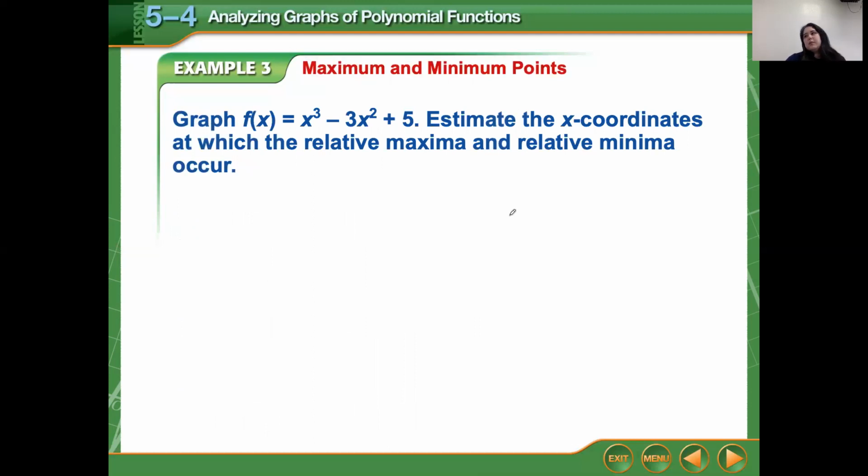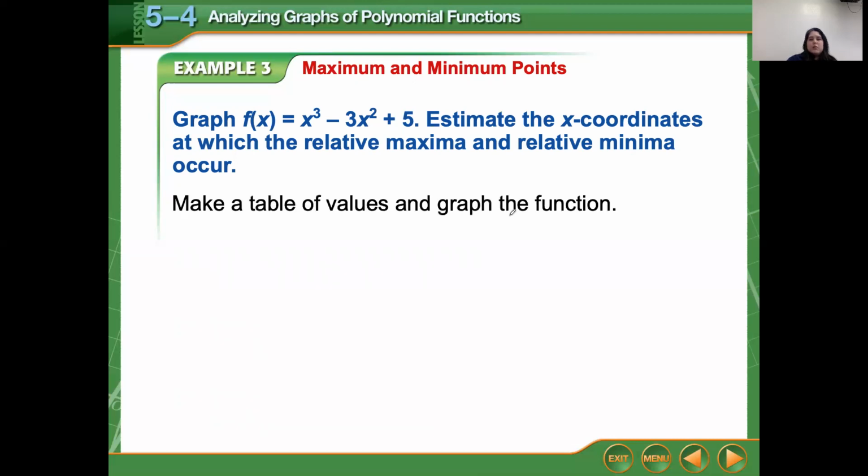All right, for example 3, we have graph f of x equals x cubed minus 3x squared plus 5, and estimate the x-coordinate at which a relative maximum and a relative minimum occur. So what relative max and relative min are referring to are turning points. So where does your graph start going up and then start going down? So this would be a turning point. Or when does it start going down and then it starts going up? So this is a turning point. So here's a max and here's a min.